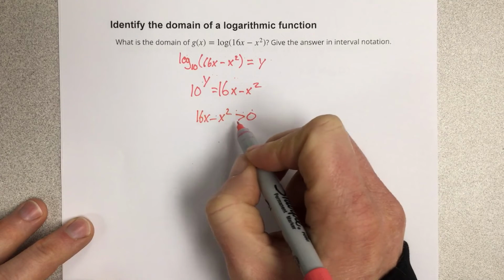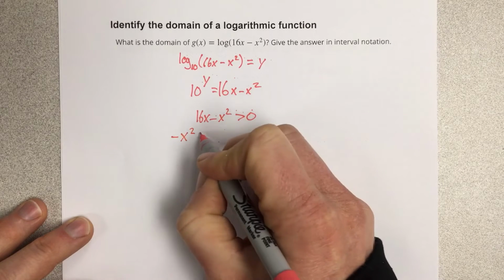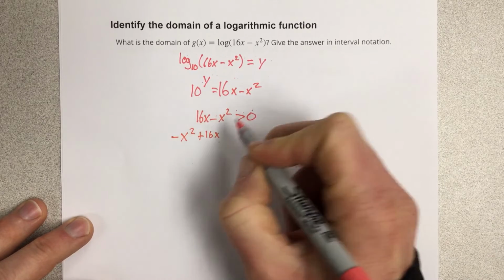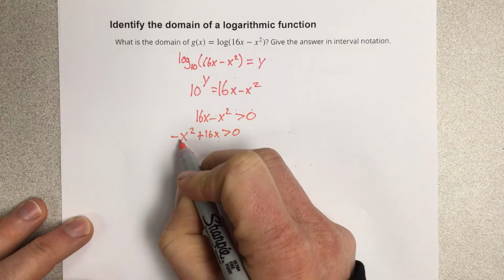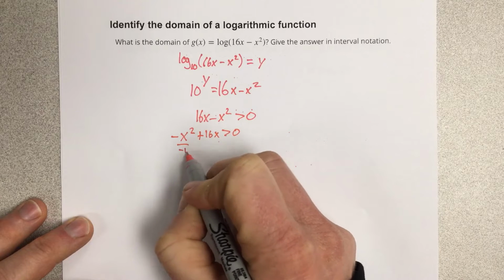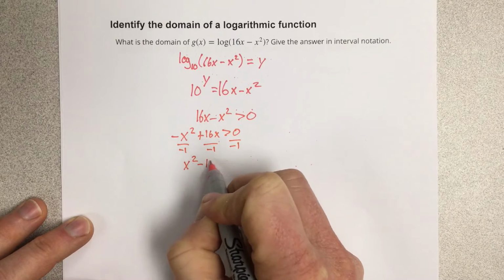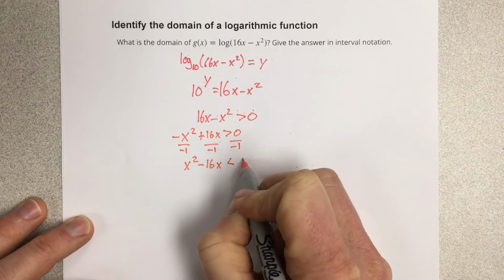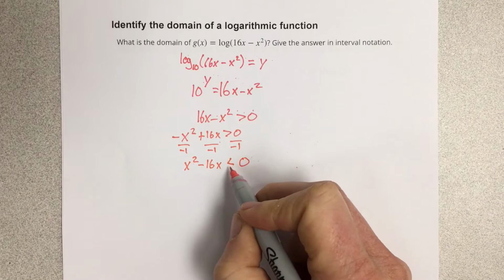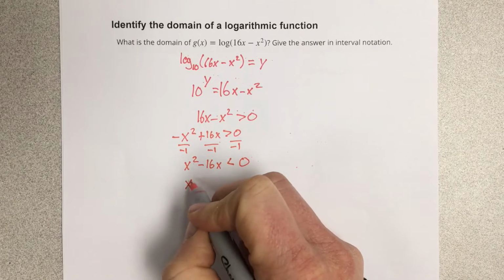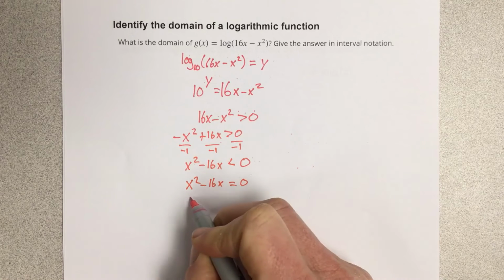Well, this is a quadratic inequality. So I'm going to write that as negative x squared plus 16x greater than 0. I'm going to divide a negative out of each term. That's going to flip the sign on the inequality sign. And then to solve this quadratic inequality, I essentially ignore the inequality sign and I write x squared minus 16x equals 0. And I solve for the zeros.